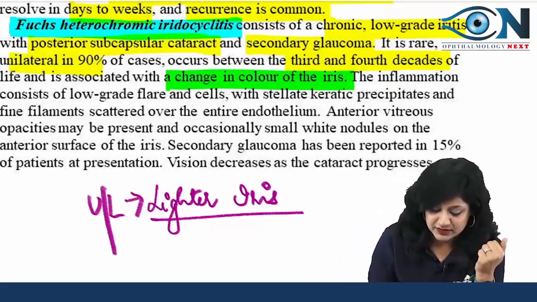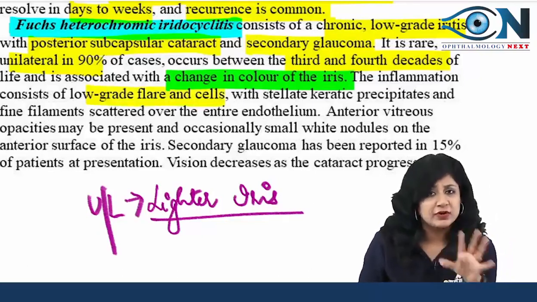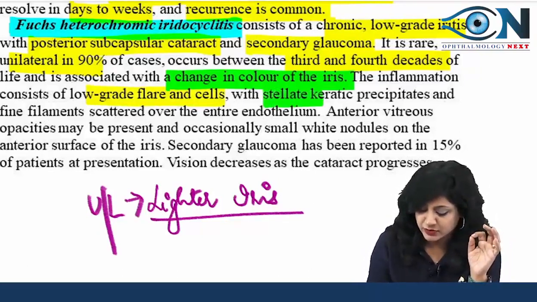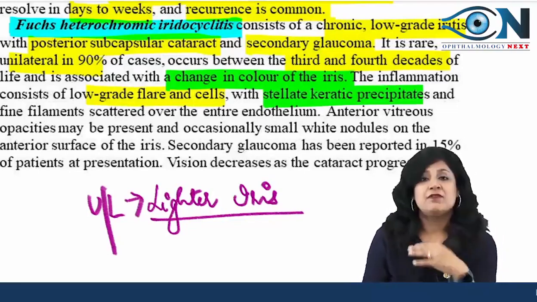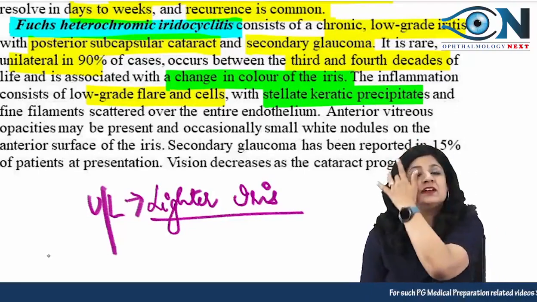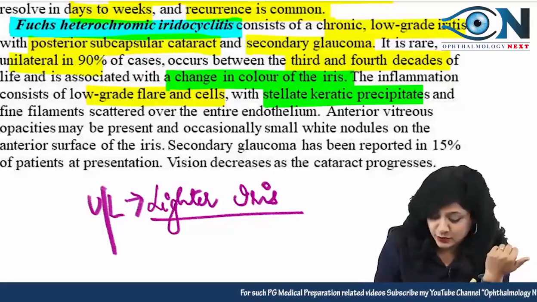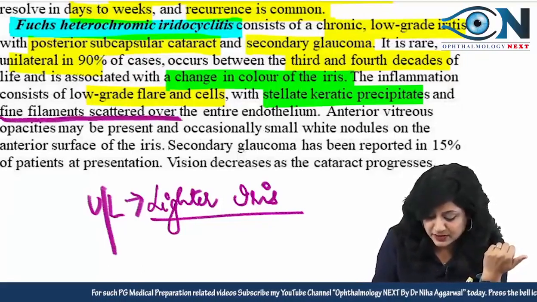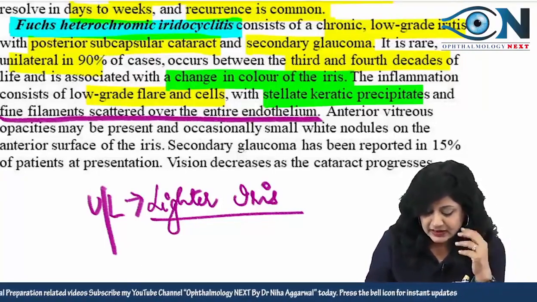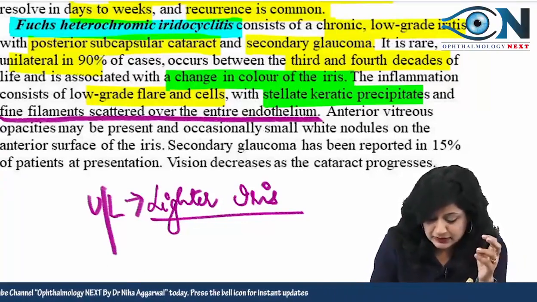The inflammation will consist of low grade flare and cells, so that will be the same. We have low grade inflammation, but typically we find the stellate KPs. We have spillover anterior uveitis. What do you mean by spillover anterior uveitis? That means the filaments scattered all over the endothelium. Anterior opacity, vitreous opacities could be there.